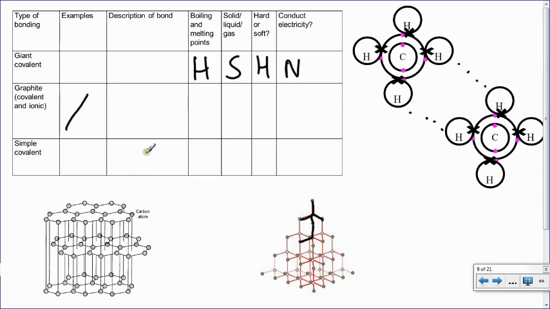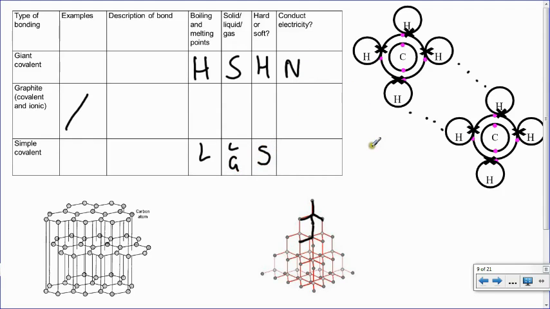It's formed by attraction between temporary charges on the molecules. You don't need to go into detail about that. So it's weak, so the boiling and melting points are going to be low. It's going to tend to be a liquid or a gas at room temperature. It's going to tend to be soft.